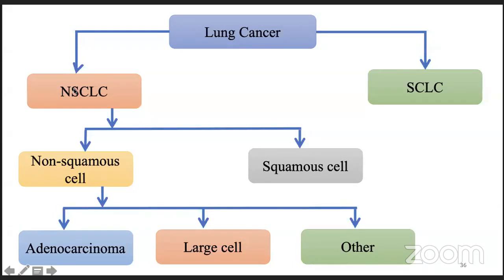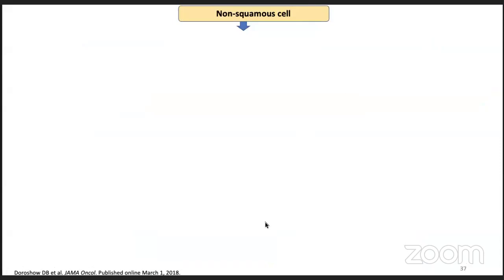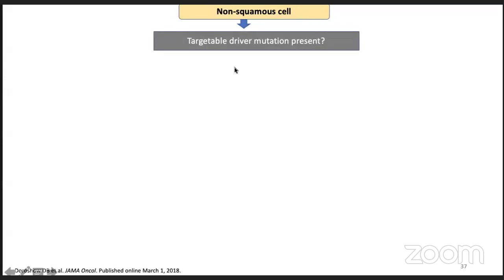So just remember, we have non-small cell and small cell. For non-small cell, we have non-squamous and squamous. Those types, like adenocarcinoma and large cell, are under non-squamous, and squamous cell is by its own. So we will start from here. If we have a patient with non-squamous cells, then we will ask our next question: is there any targetable driver mutation?